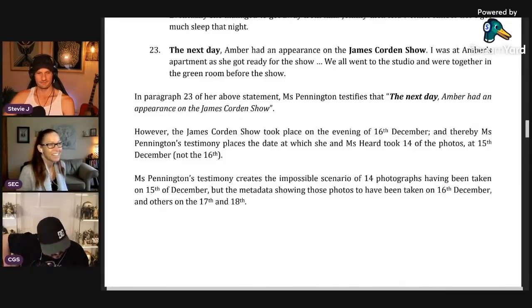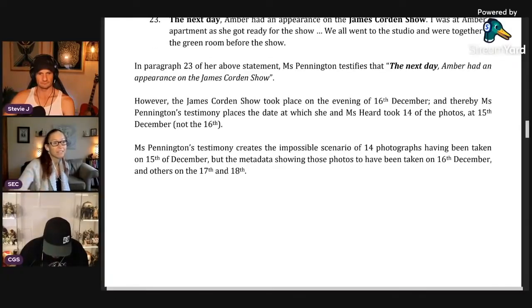In paragraph 23 of her above statement, Miss Pennington testifies that the next day, Amber had an appearance on the show. However, the show took place on the evening of the 16th of December, and thereby, Miss Pennington's testimony places the date at which she and Miss Heard took 14 of the photos at the 15th of December, not the 16th. Miss Pennington's testimony creates the impossible scenario of 14 photographs having been taken on December 15th, but the metadata showing those photos have been taken on December 16th and others on the 17th and 18th.